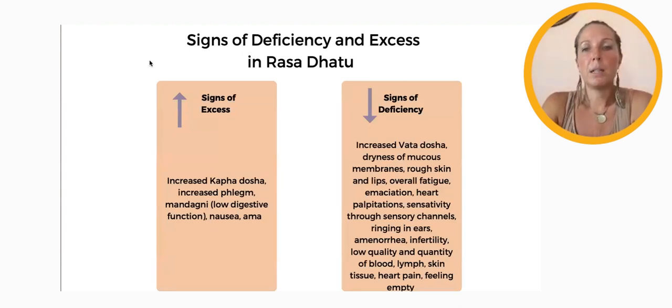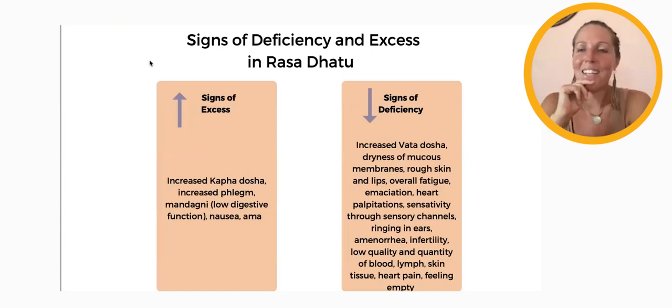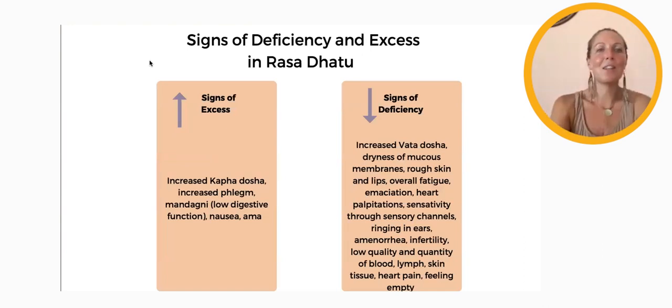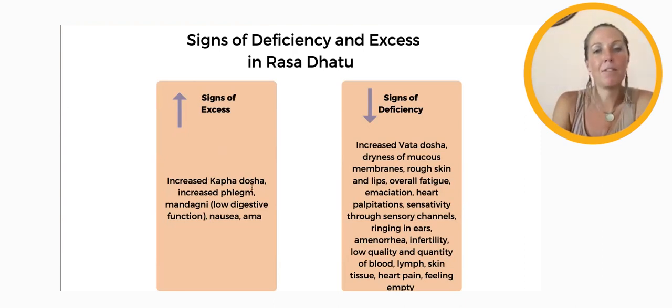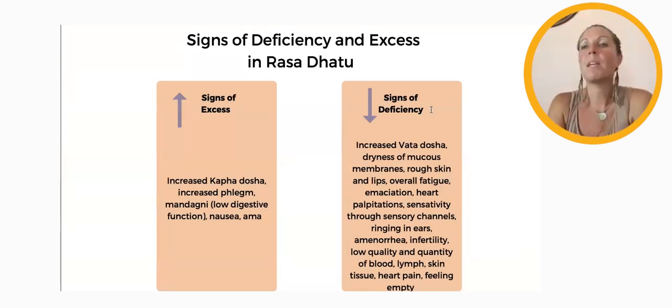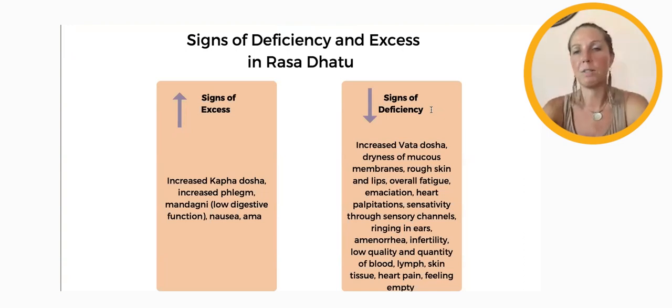And I put this in another chart because I like charts, and I'm a very visual learner. So again, signs of excess may include kapha, phlegm, mandagni, low digestive function, nausea, ama, whereas signs of deficiency in rasa might be increased vata, right? So if it's in excess, you're seeing increased pitta dosha. If it's in deficiency, it's increased vata dosha.